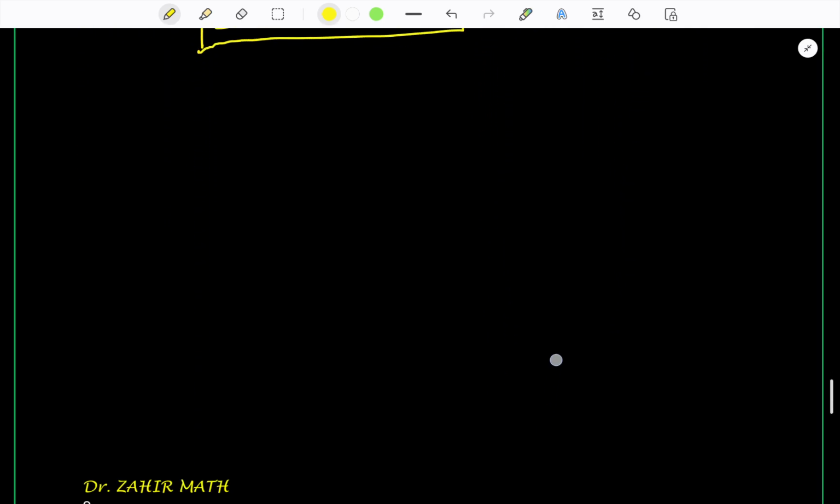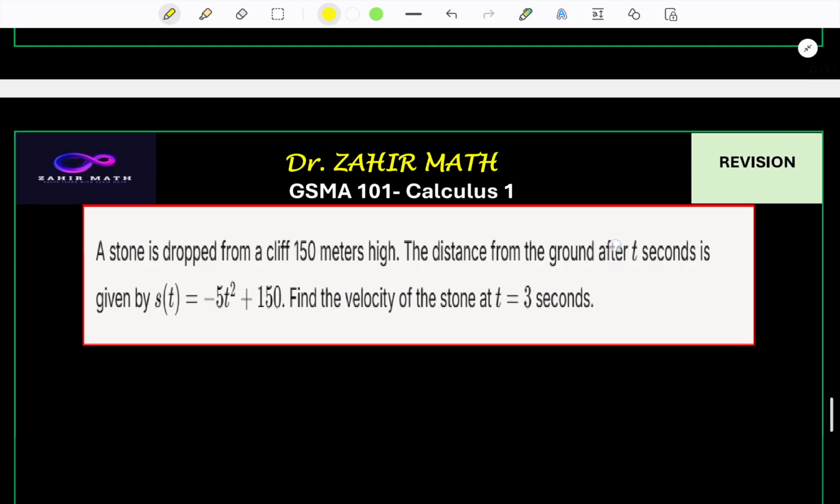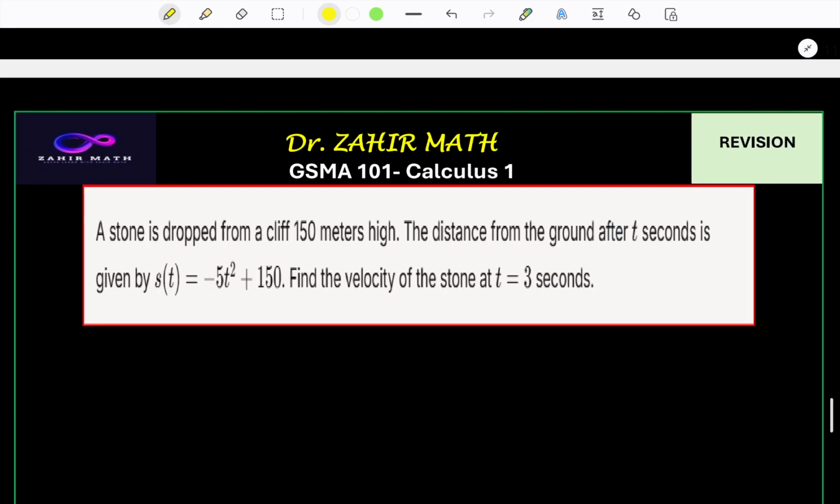I'll do one more question for you to find the velocity, because everybody said 3.1 is difficult, teacher. It's so easy. If you use the definition, difficult. But if you use the formula directly, it's so easy. Right. So the next one is, a stone is dropped from a cliff. The same idea, from the top. So distance is given. How much? It is given by this.